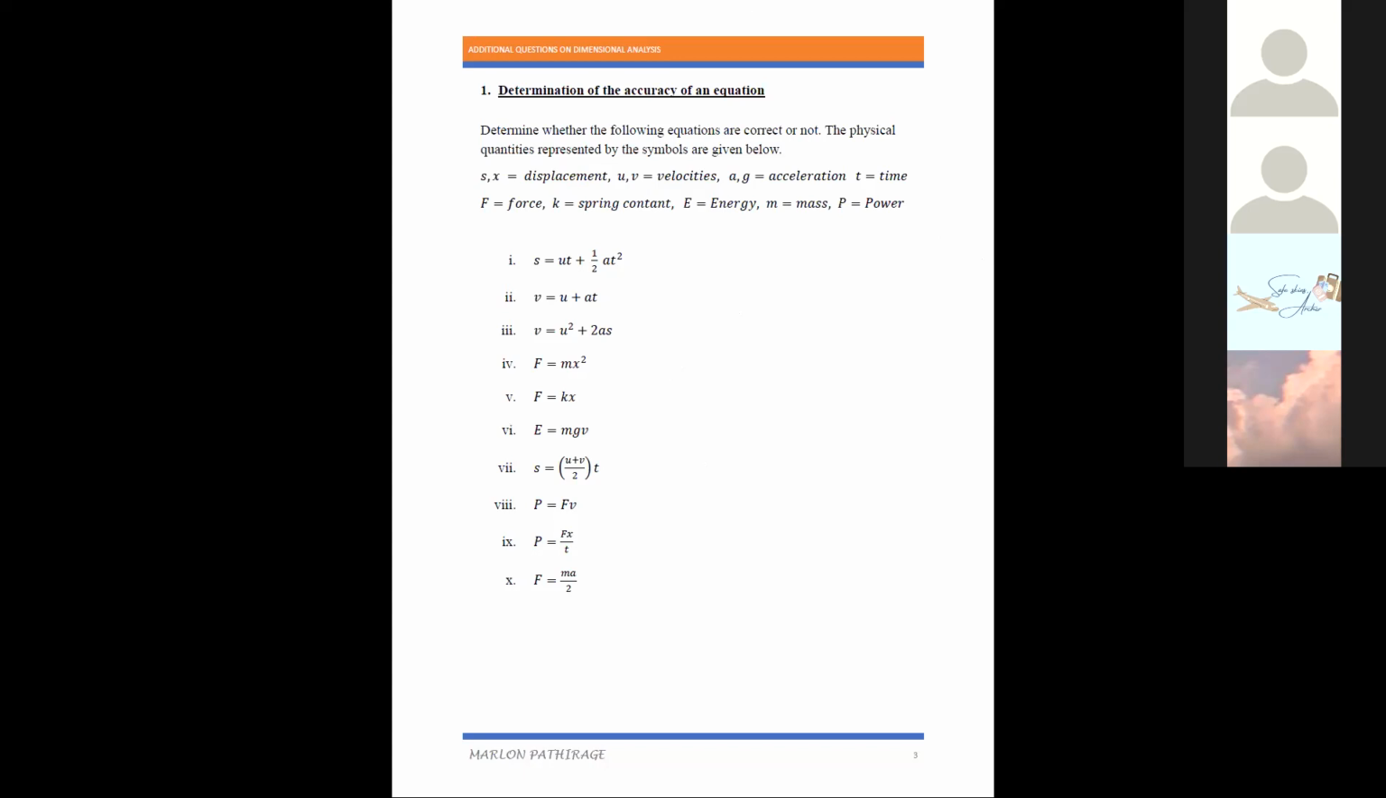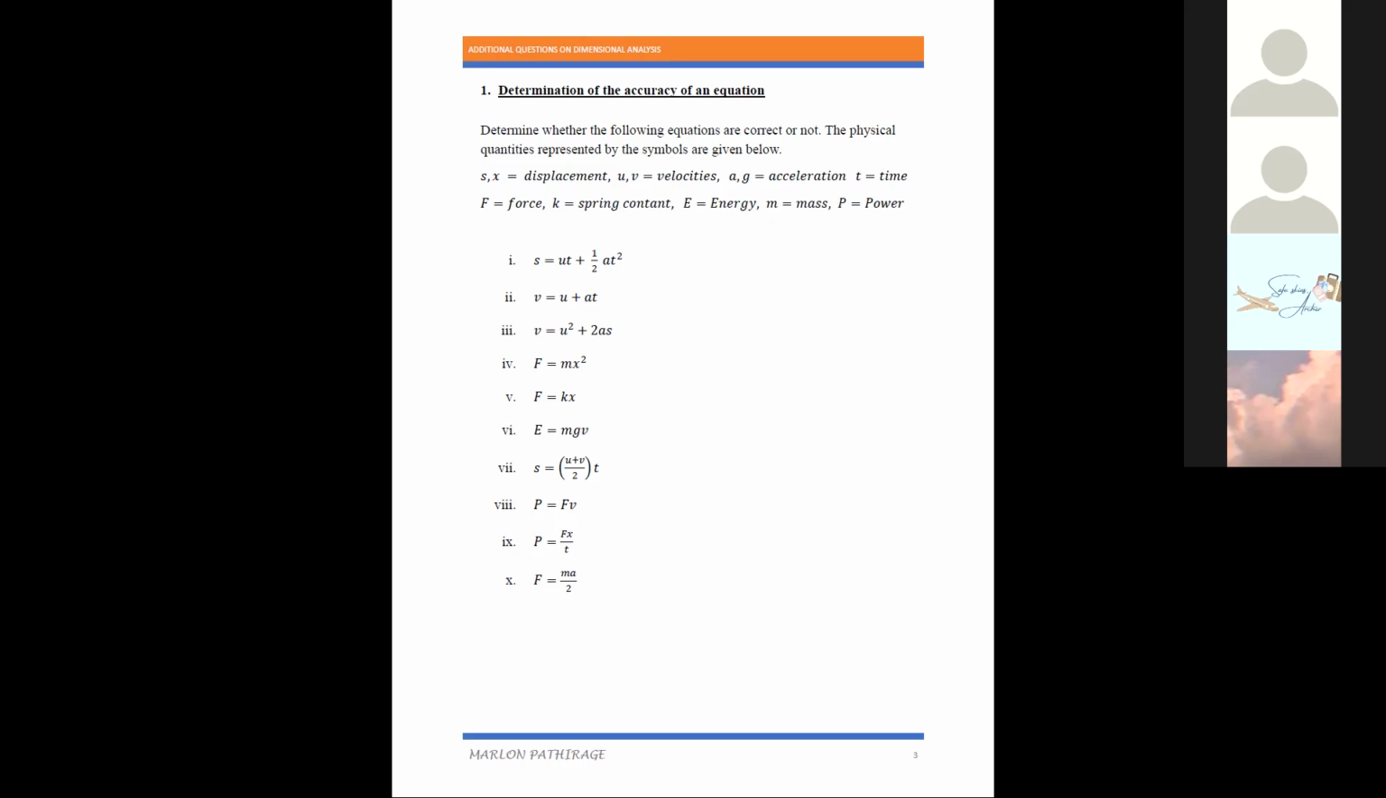Question number 2. V equals u plus at. I think that is okay for all of you. Question number 3. V equals u squared plus 2as. That is question number 3.